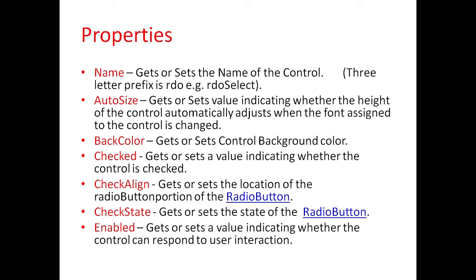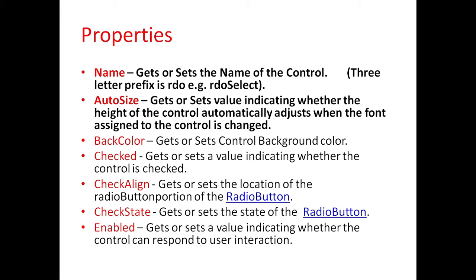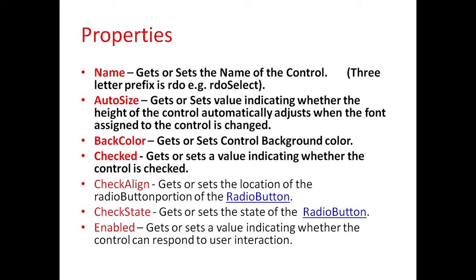Different properties for radio buttons are: first is name, which is used to get or set the name of the control. Three-letter prefix is RDO. For example, RDO select. Auto size property is used to get or set a value indicating whether the height of the control automatically adjusts when the font assigned to the control is changed. Back color property is used to get or set control's background color. Checked property is used to get or set a value indicating whether the control is checked.